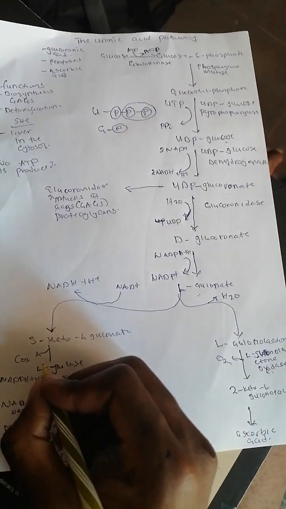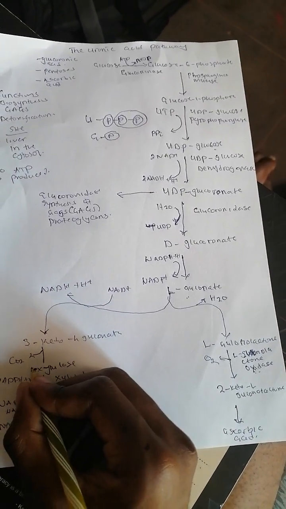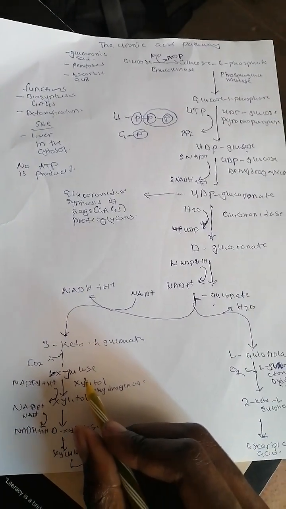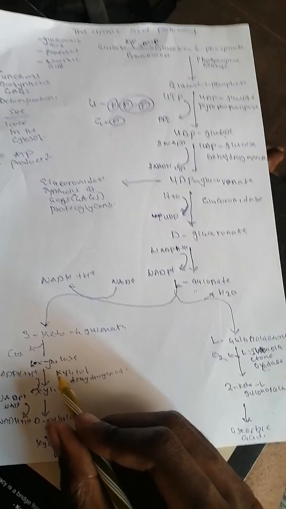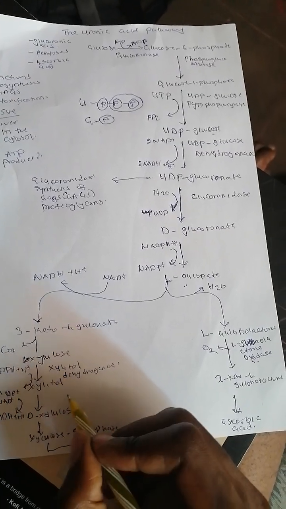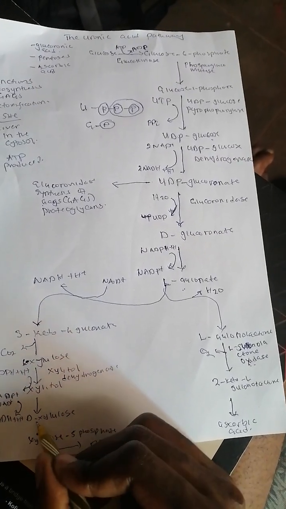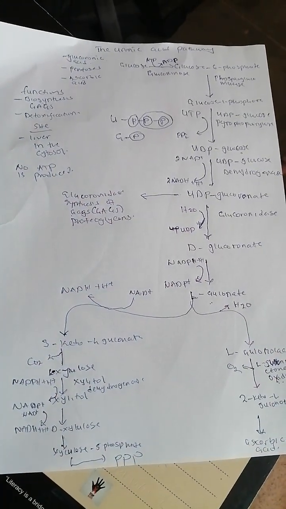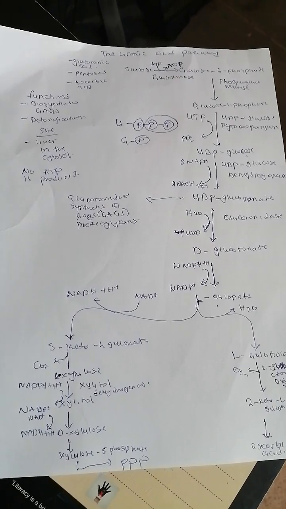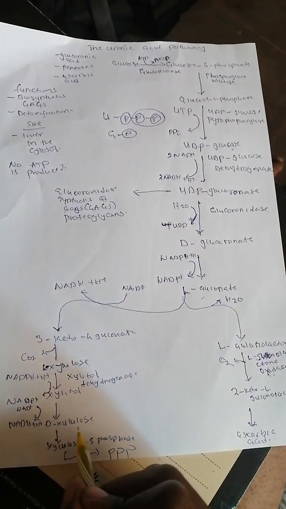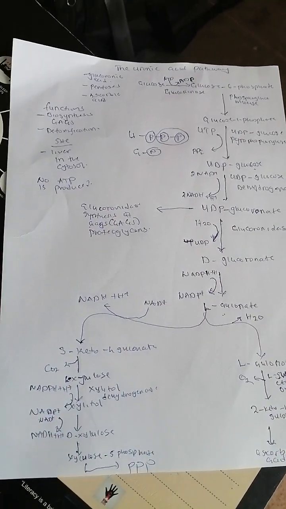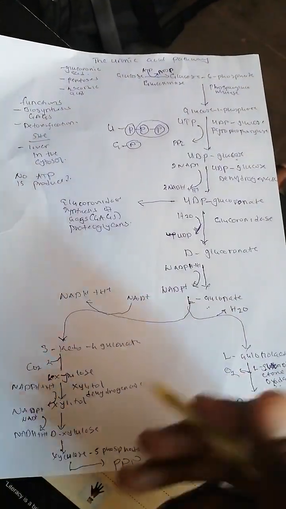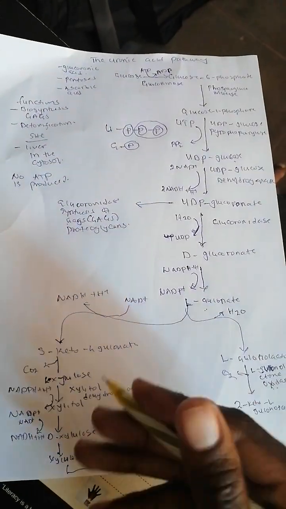And then one other thing which I want you to notice is the L-xylulose. This L-xylulose is really important because it's the one which is converted to the D-xylulose. The D-xylulose plays a huge role in the pentose phosphate pathway, because it can be used to produce RNA, DNA, stuff like that.